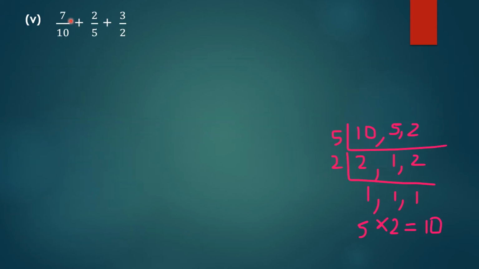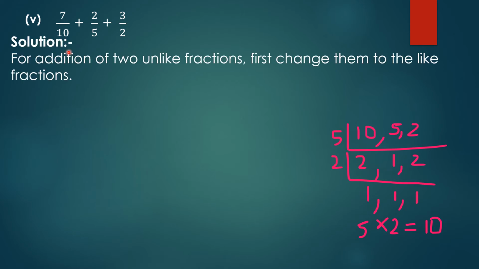The next sub question is 7 by 10 plus 2 by 5 plus 3 by 2. So here we have to do the addition of the three fractions. So far we have done addition or subtraction of the two fractions. Now we are going to learn how to do the addition of three fractions or more than three fractions. Now what is the observation here? 10, 5, 2. That means the denominators are different. If the denominators are different, these are unlike fractions. So what we have to do for doing addition? We have to convert the unlike fractions into like fractions.